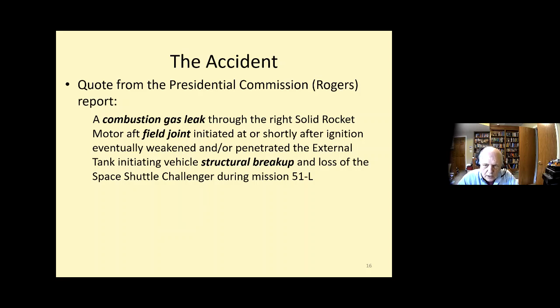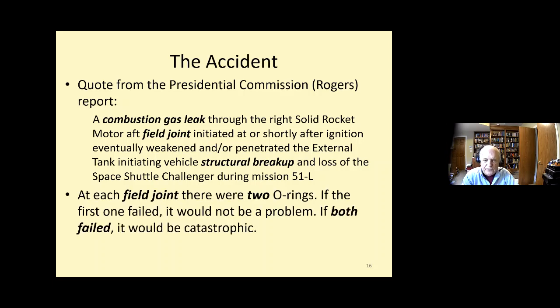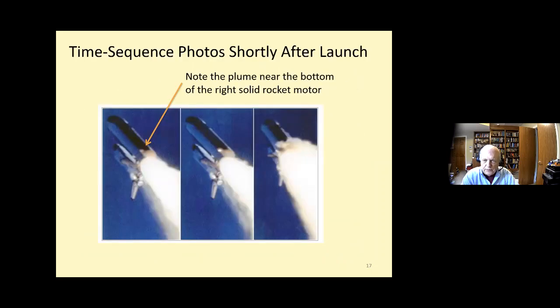So this is a quote from the so-called Rogers report, which studied this very carefully in the aftermath. I won't read it, but basically 2 O-rings failed, and because 2 O-rings failed, there was a gas leak at the field joint, which caused the catastrophe. Here are some photographs over time. In the first one, you can just begin to see this little plume. That's the failure of the O-ring. And that led to a structural failure of the rocket motors, as you can see as you look at the photos going from left to right over time.